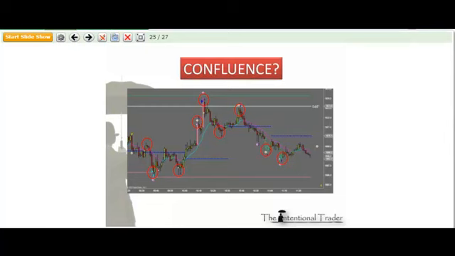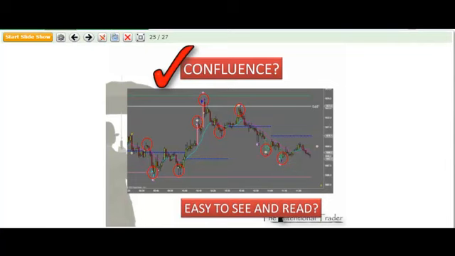So do we have confluence? Yeah. Are they easy to see and read? Absolutely. That's what I'm talking about when I say using confluence to make trade decisions and making sure that confluence is not something that confuses you. It's got to be something clear, neat, concise, and easy to read.